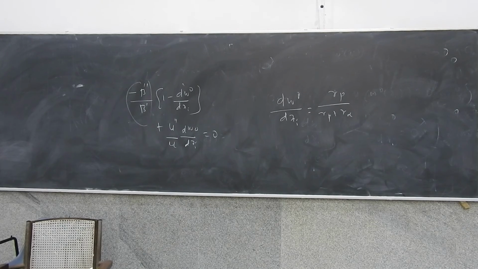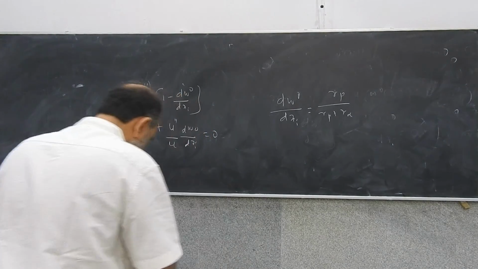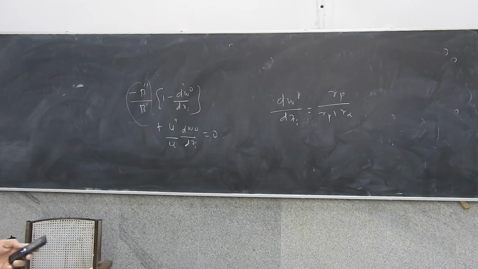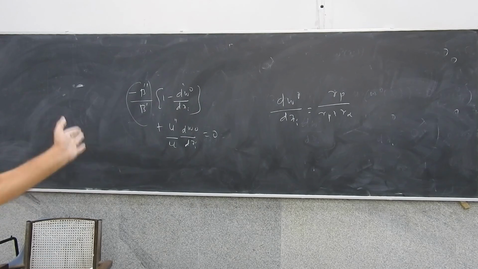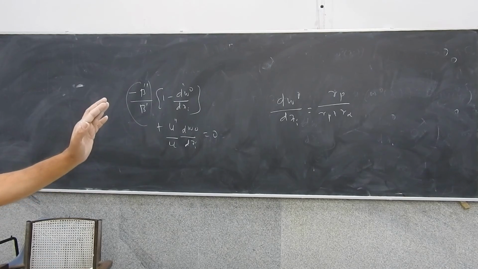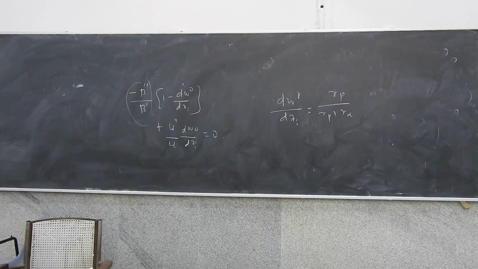So this is what we call the baseline model. This is when the effort of the agent is completely verifiable. But the agent's effort can also be non-verifiable, where we are not sure about what they do, in which case this will change a lot, and which you will see in the next class.